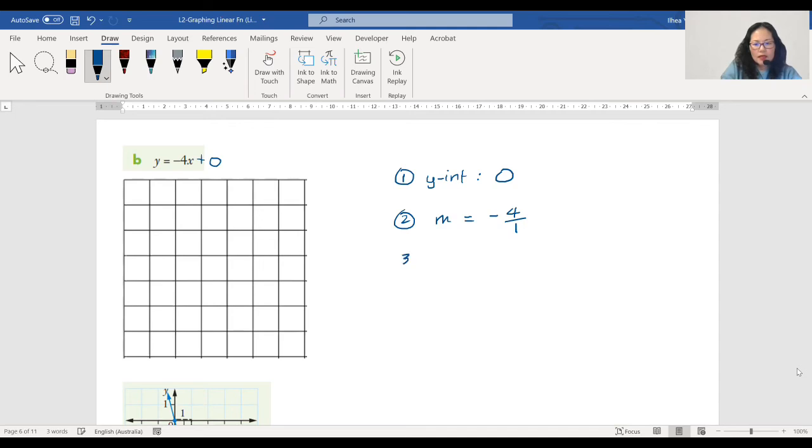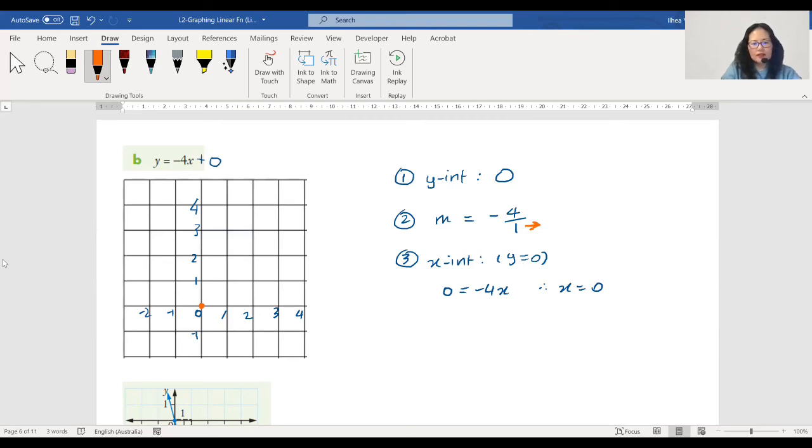And then I'm going to find the x-intercept when y equals 0. So let's have a look. 0 equals minus 4x. And obviously, for anything equal to 0, one of the factors has to be 0, isn't it? Minus 4 is not 0, so x has to be 0. So x equals 0. Okay, so that's okay. Now, let's have a look. 4, 3, 2, 1. My y-intercept is 0, so it's going to be on the origin here. And it goes to the right by 1.